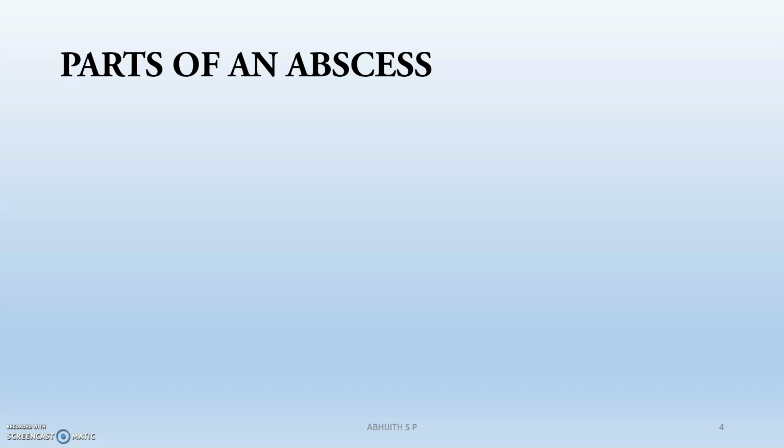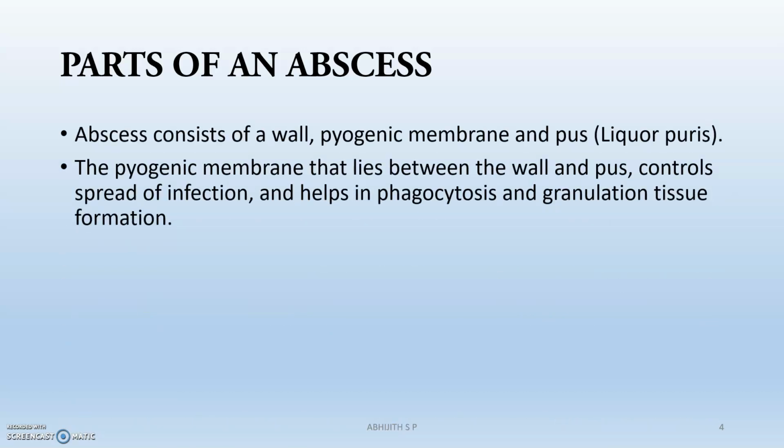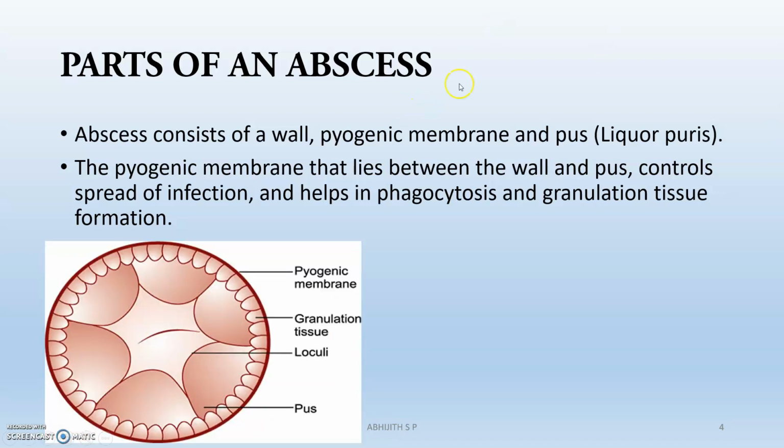Moving to the anatomical aspects of an abscess. An abscess consists of a wall, a pyogenic membrane, and the pus, which is known as the liquor puris. The pyogenic membrane lies between the wall and the pus, controls the spread of infection, and helps in phagocytosis and granulation tissue formation. This is the pyogenic membrane. Inside this there will be pus. Outside this there will be normal tissue. From the pyogenic membrane towards the center, granulation tissue will be originating.